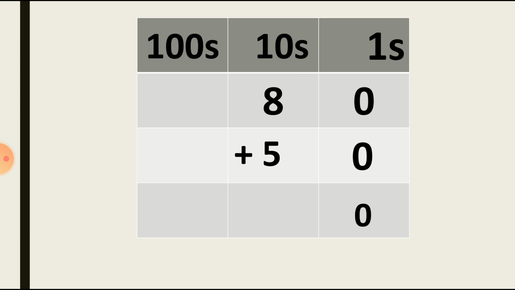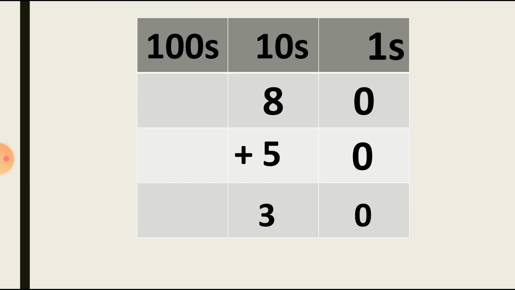After 8, count 5 numbers more. Let's count. After 8, start with 9: 9, 10, 11, 12, 13. Which number will come at the 5th step? 13. So 8 plus 5 is equal to 13. So in this 13, students, which number is at the ones place? Just see this. In the number 13, 3 is at the ones place.